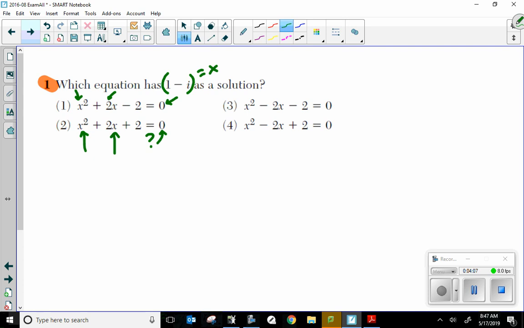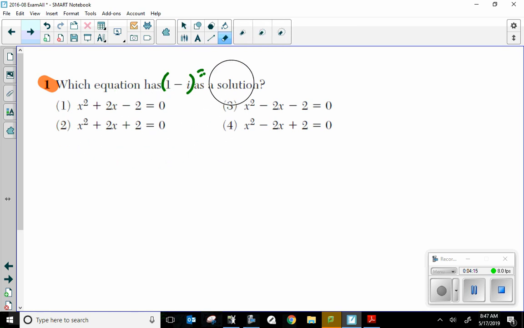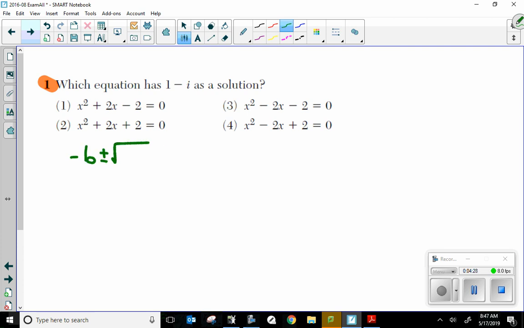So you can go through and plug in 1 minus i for all these x's and see which one equals 0. Now, I'm going to do this algebraically. And sometimes doing things algebraically sucks because you're going to have to do things algebraically to all 4 answers to see which one is correct. You need to use the quadratic formula: negative b plus or minus the square root of b squared minus 4ac all over 2a. This is on your reference sheet.